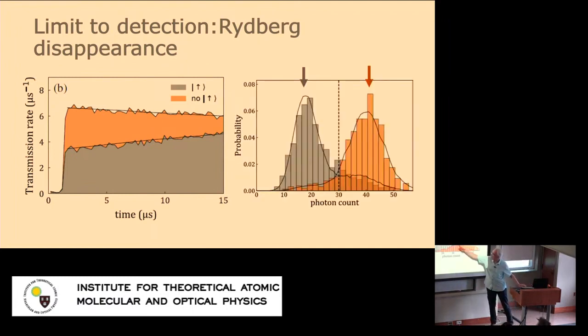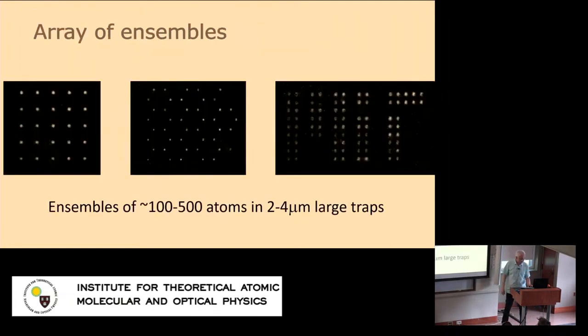And you can kind of see it here. It's basically you start out with a Rydberg atom with low transmission, and then you create some background here with some probability of apparently this Rydberg atom disappearing and not leading to blockade. This is something that we would like to understand a little bit better.